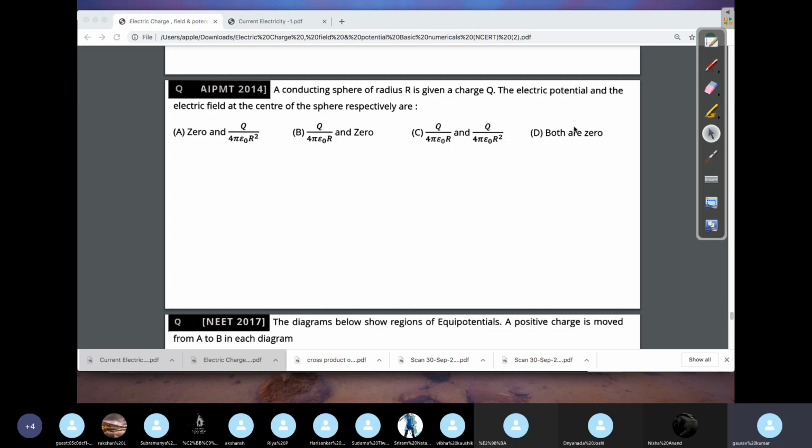A conducting sphere of radius capital R is given a charge Q. The electric potential and the field at the center of the sphere are respectively. Everyone give the answer for this.